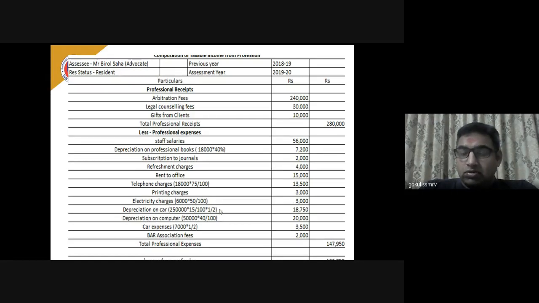Depreciation on car is used only half for personal use, so that means other half is for professional use, and the depreciation is 15%. 2,50,000 into 15 by 100 into 1 by 2. Depreciation on computer has a depreciation of 40%, so 50,000 into 40 by 100, 20,000. Car expenses 7,000 into 1 by 2, 3,500. Bar association fees 2,000, it is allowed. So the total is 1,47,950. Your income from profession is 1,32,050. Please go through this once again.